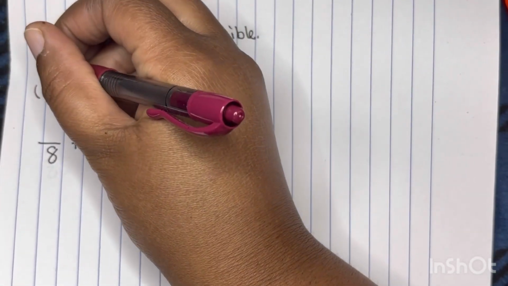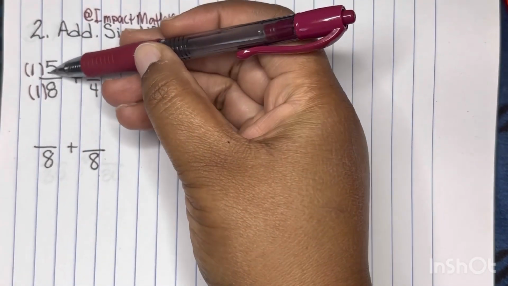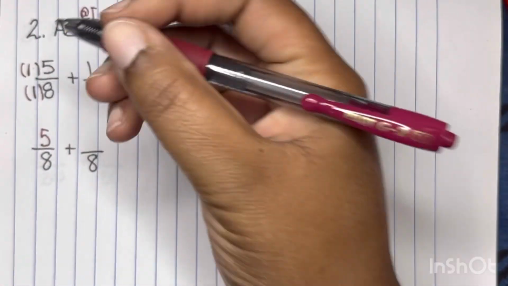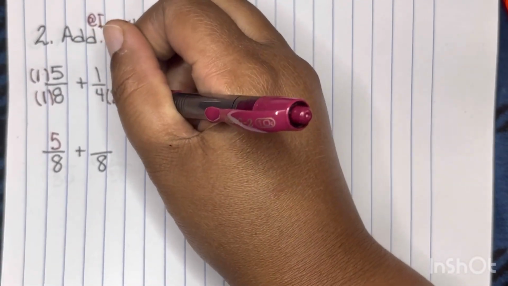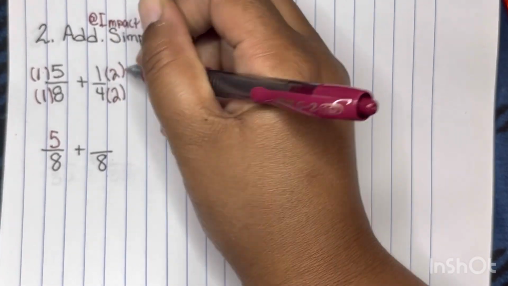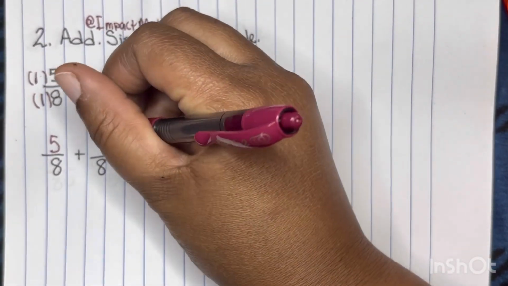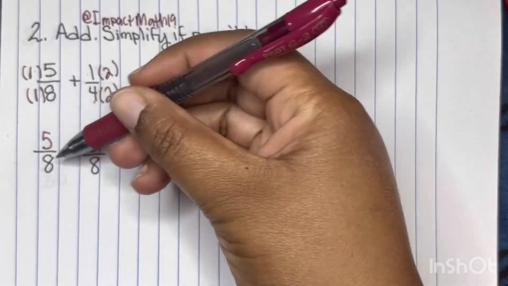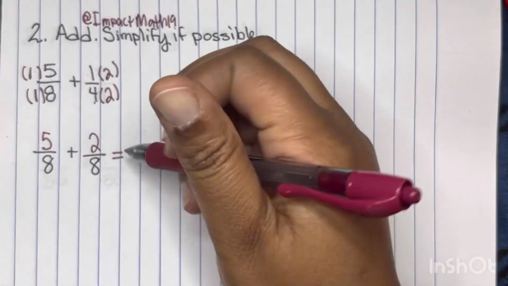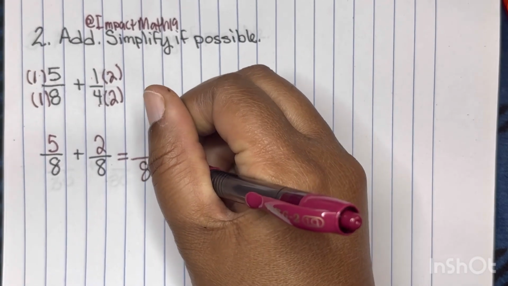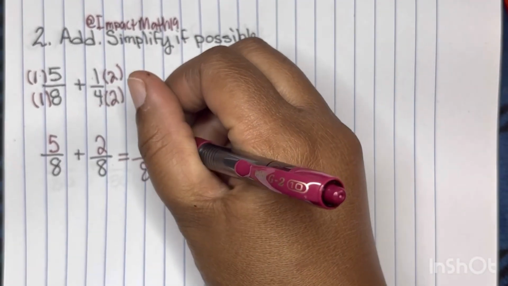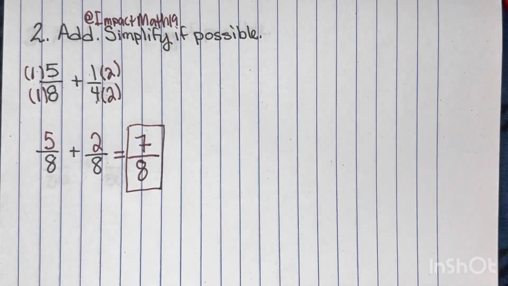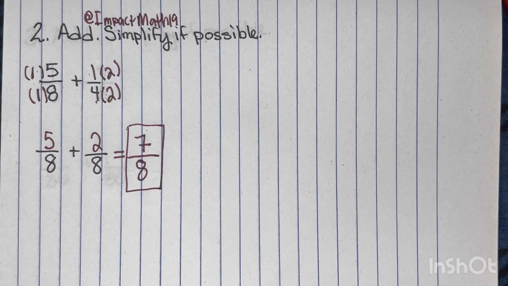And what we do to the bottom, we do to the top. So 5 times 1 is 5. And then here we have 4 times what gives us 8? 4 times 2 gives us 8. And so 2 times 1 is 2. Whenever you add fractions, now that we have the same denominator, the denominator stays the same, and you add the numerators. So 5 plus 2 gives us 7. And so we would get 7/8. And that is it. All right, let's go to the next.